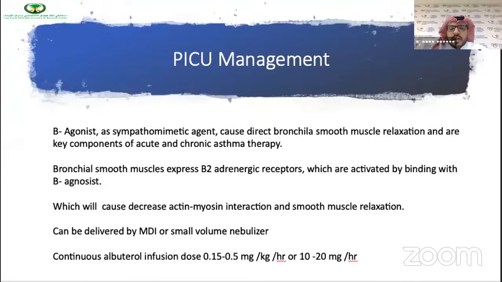Beta agonist, as a sympathomimetic agent, causes direct bronchodilation and is also a key component of acute and chronic asthma therapy. As mentioned earlier, it is the mainstay of therapy together with the steroid, and it can also be used as a bridge for ventilation and oxygenation until the anti-inflammatory effect of the corticosteroid takes place.